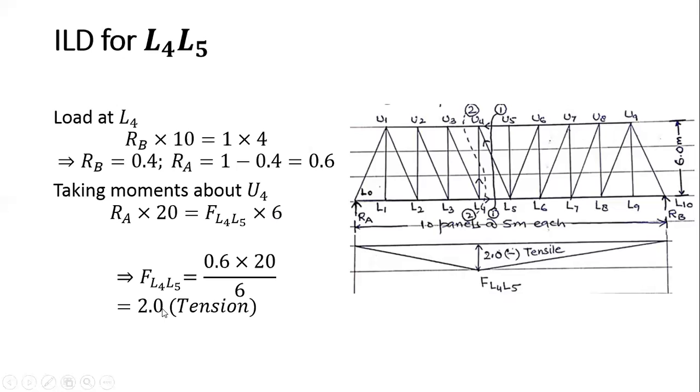So this comes out to be 2.0. I assumed this as a tensile force, and here again it comes out as tension. So this is my tensile force. How much is it? 2.0 when the load is acting at L4 here. So this is the maximum ordinate, and I have to join it here and here. So this is my IL diagram for L4 L5.